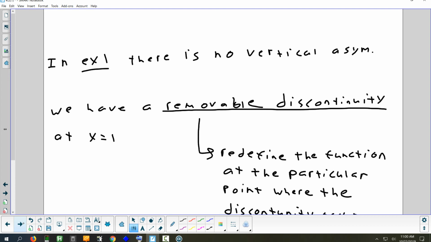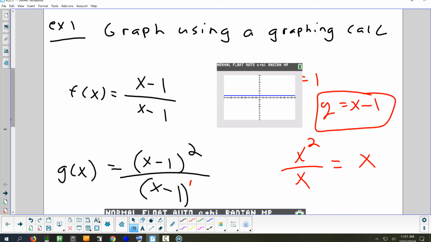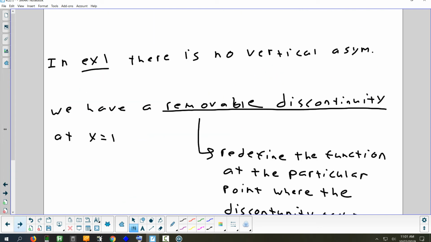So, in that first example, we kind of already went through this when people asked me questions, but there was no vertical asymptote in example 1, the original problems. I had a hole in that graph, and I have a hole in that graph. No vertical asymptotes.